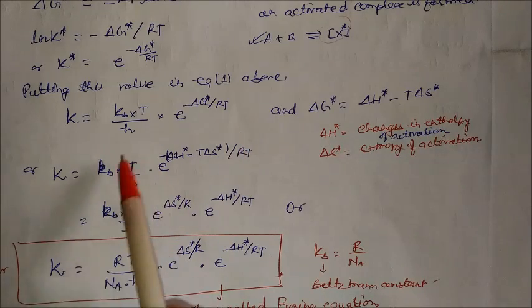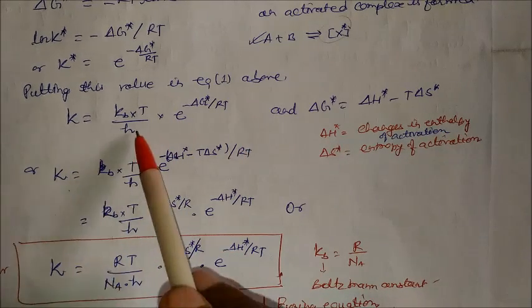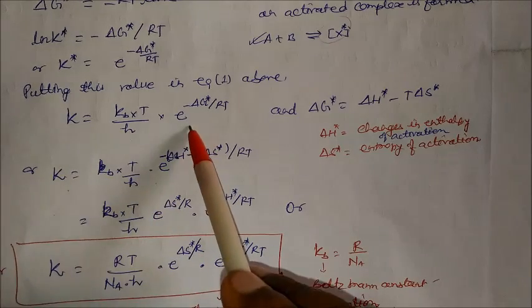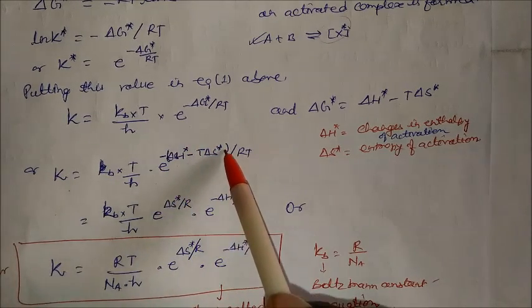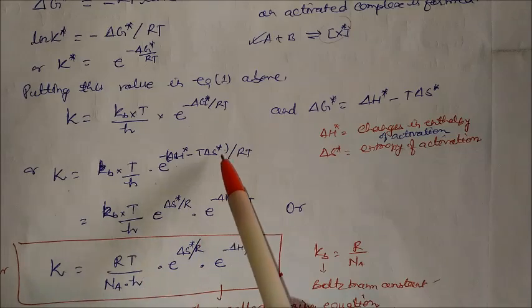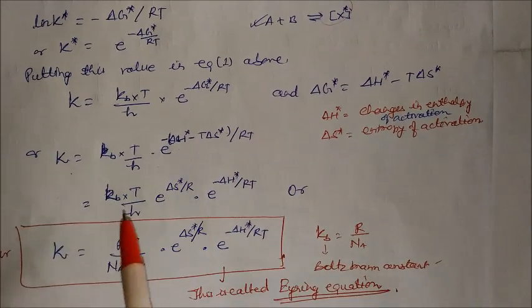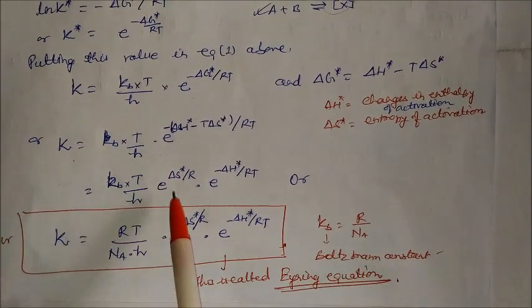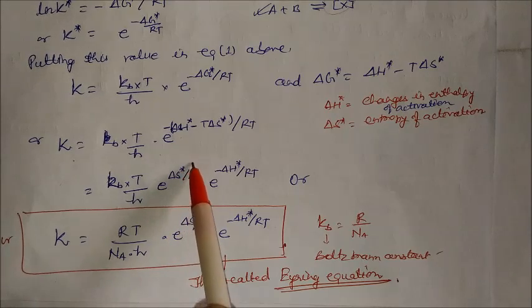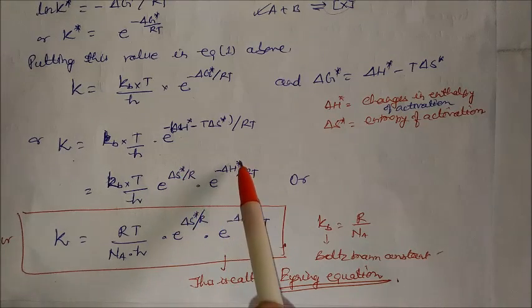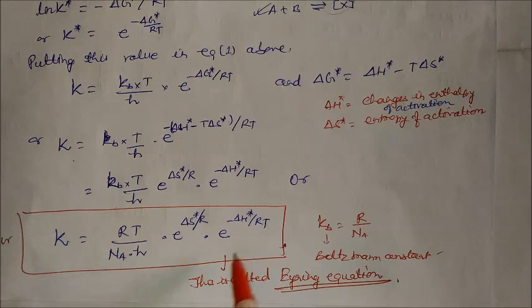Now we just rearrange it. The rate constant is equal to kB T by h times e to the power minus (ΔH* minus TΔS*) divided by RT. Rearranging, you will get kB T upon h, e to the power ΔS* upon R, e to the power minus ΔH* upon RT. We can write it in this form also. This whole equation is called the Eyring equation. From transition state theory we get this equation, which includes ΔS*, and it is called the Eyring equation.